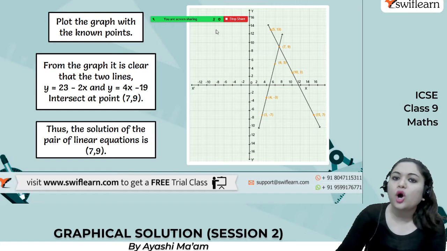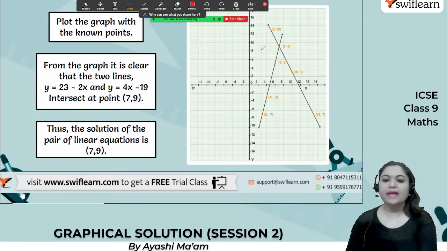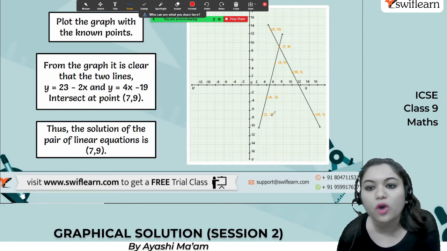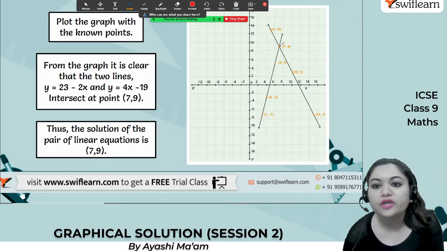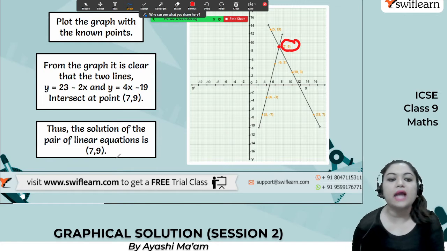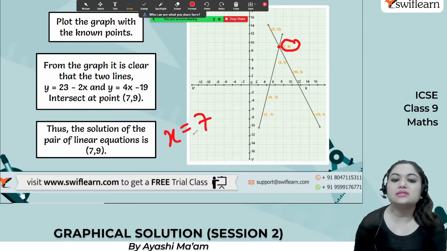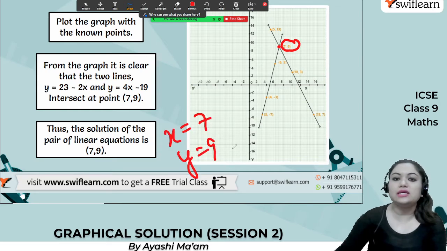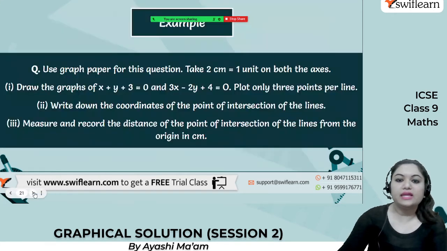Now simply plot the points, okay, and you will get two straight lines like this. One straight line for the first equation, another straight line for the second equation, and the two straight lines are intersecting or meeting at the point (7, 9). That means the solution of the pair of linear equations is 7 and 9. That means x is equal to 7 and y is equal to 9. Got it? Okay, very easy.